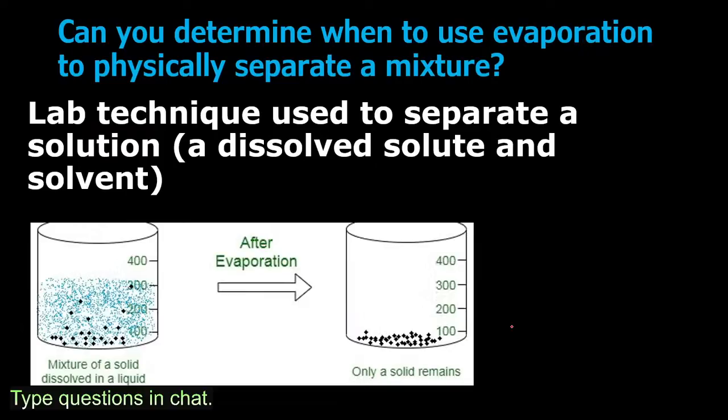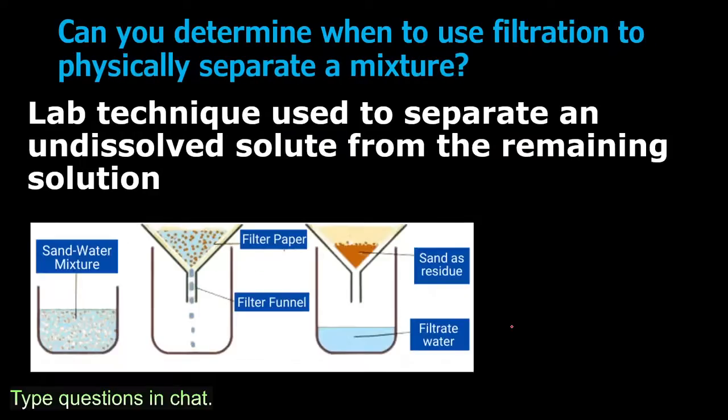Can you determine when to use filtration? Well, filtration is when you have something that hasn't dissolved. So you have sand and water. We can separate sand from water by using filtration. On the filter paper will be stuck the undissolved solute, and going through will be the solvent, but also anything that is dissolved in the solvent.